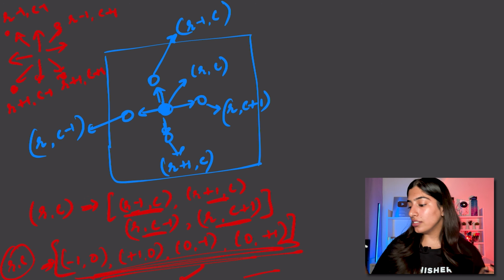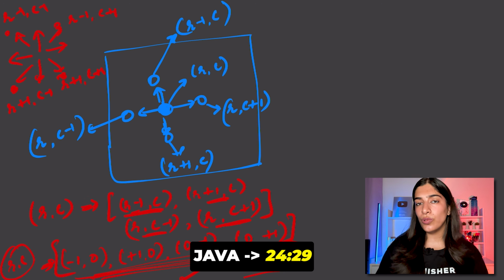Now, if it is still not clear, it is fine. In the code, it will be much clearer. So now let's get started with the code.